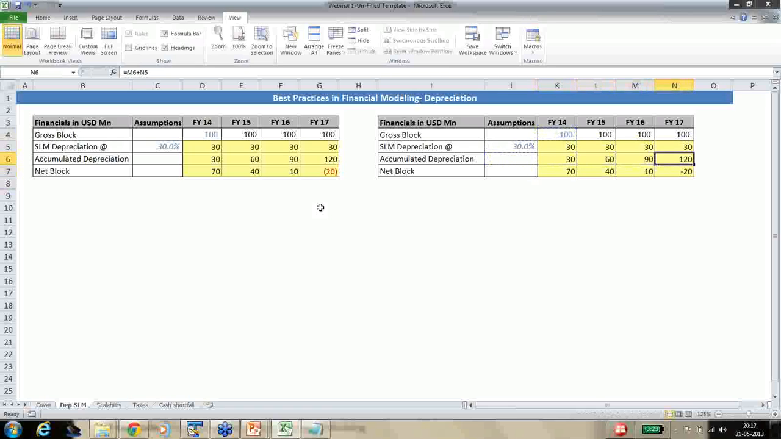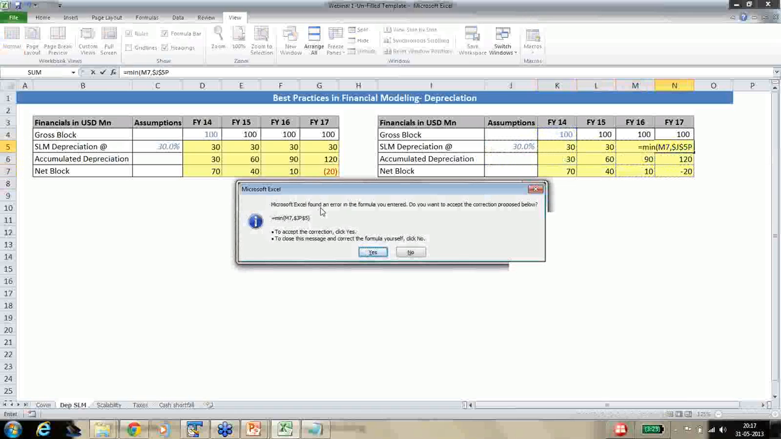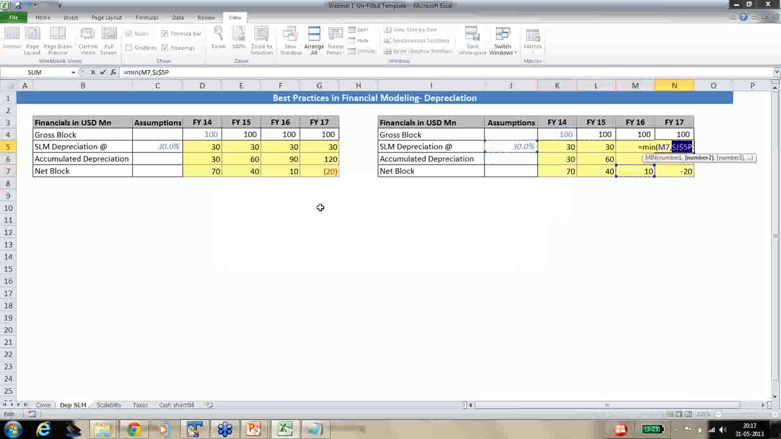So my only key thing is that in a particular year when I'm trying to depreciate, my depreciation should not be more than whatever is the actual remaining, versus whatever is my formula. So my depreciation should be equal to this into this. This should be equal to the minimum of this and the rate into my gross block.